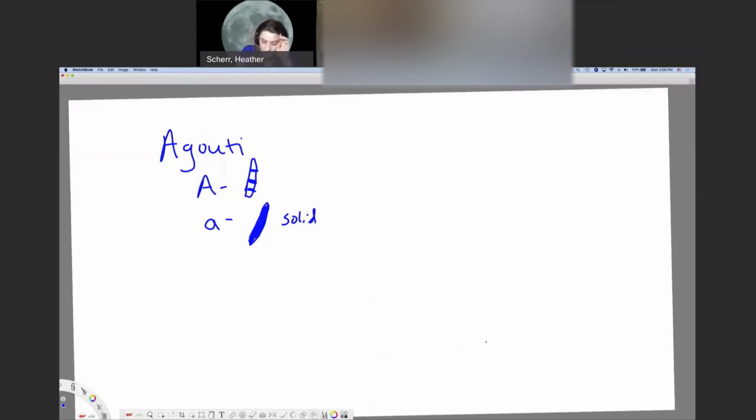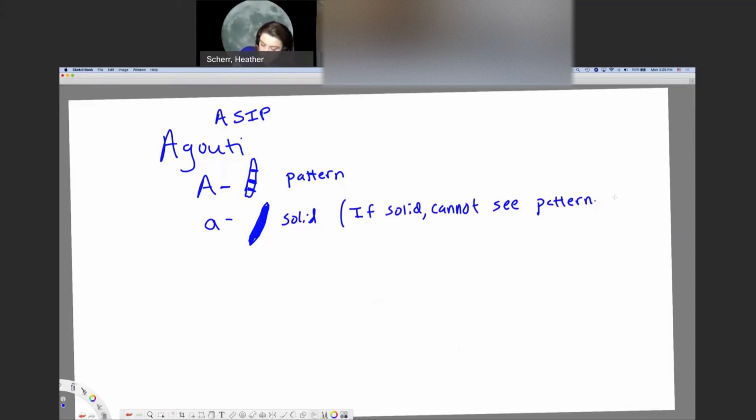Okay, so you've got the agouti gene, codes for agouti protein. Actually, it's not the agouti gene, it's ASIP, I believe. ASP or ASIP is the gene, codes for the protein. And basically it ends up making the hair solid if it's the recessive allele, or if it's the dominant allele, pattern. If you have a solid hair, you can't see patterns in the fur.